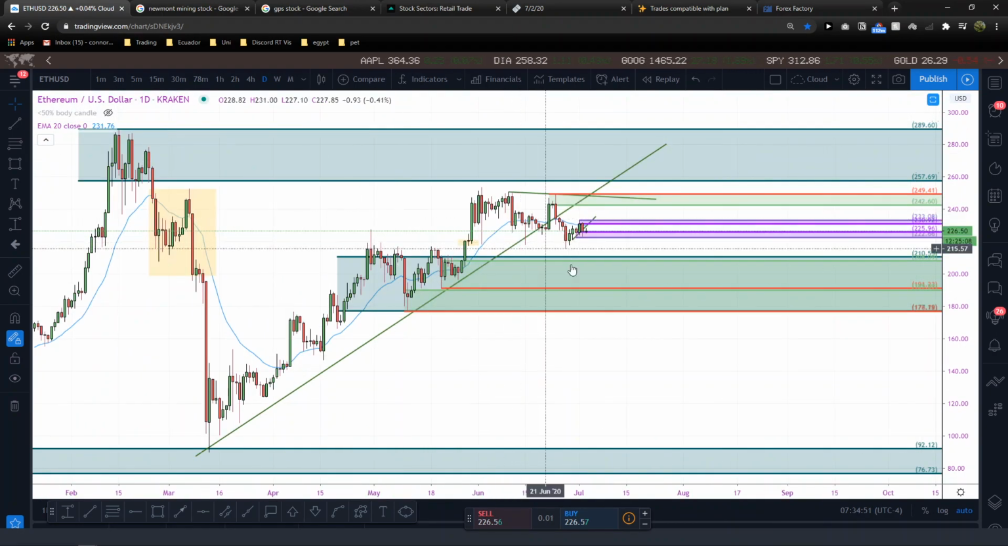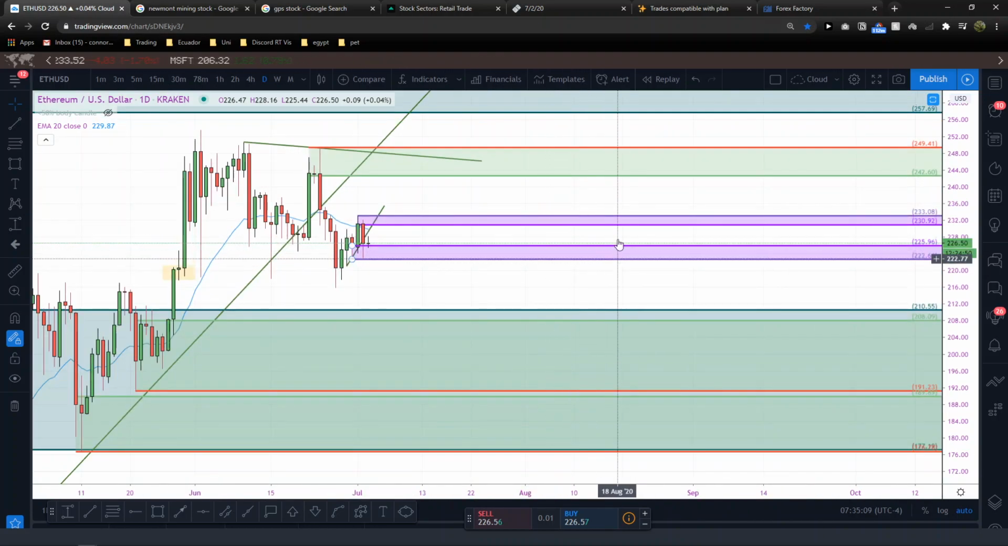Weekly demand's in control. The daily's now down. We're gonna wait here, get our intermediate time frame confirmation, and see what happens. So definitely set your alerts here. This will be an interesting watch, and that would be my analysis for this Ethereum USD.